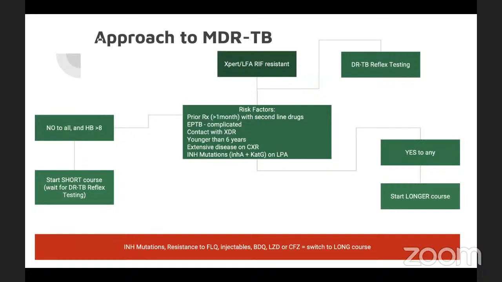So if the answer is no to all of those, as well as the HB being above 8, then we can start the short course, which is a packaged sort of treatment program and doesn't really allow for any changes. If they have any of those risk factors, then you start them on the longer course whilst waiting for the reflex testing to come back, which includes mutations to INH, resistance to fluoroquinolones, injectables, bedaquiline, anything.